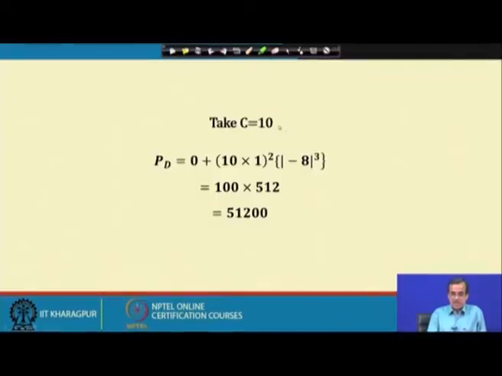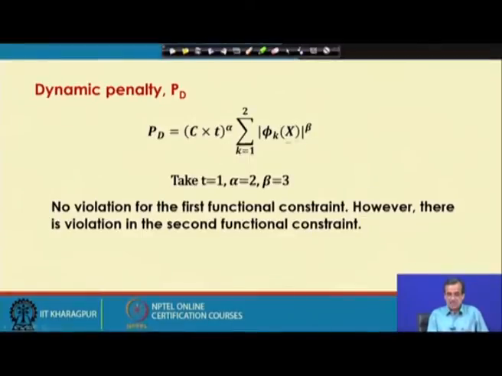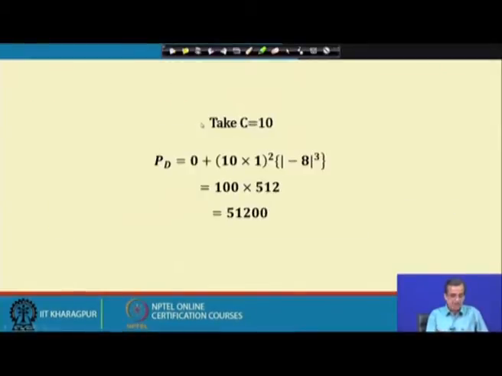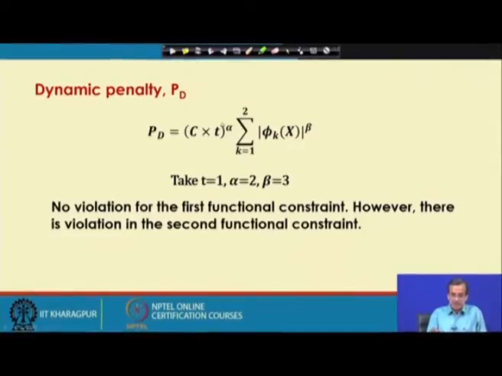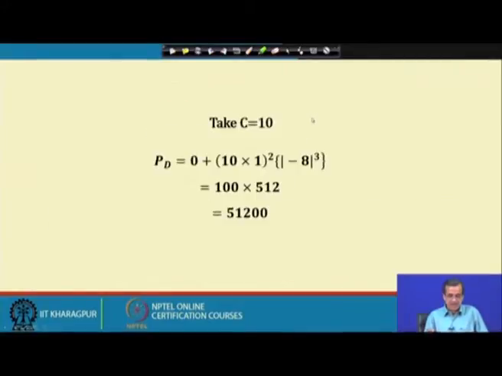So, we take C equals 10, and now I am going to put in the numerical values for all these symbols. C is equal to 10, T equals 1, alpha is equal to 2, beta is equal to 3, and the amount of violation is also known, that is minus 8. If I put in all these numerical values, I can find the value of this dynamic penalty, which comes to 51,200. So this is the amount of the dynamic penalty.